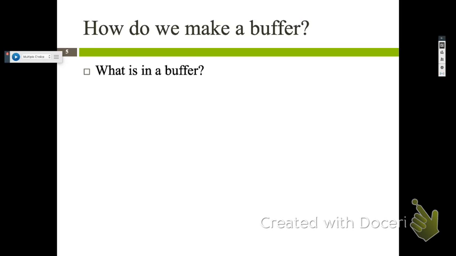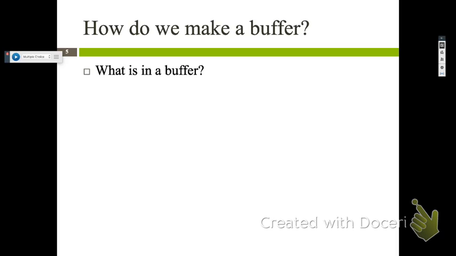So how does it do that? How does a buffer minimize the changes in pH? Let's first talk about what's in it, and then we're going to come back to that question. So what is a buffer made of? What's in a buffer? A weak acid and its conjugate base.